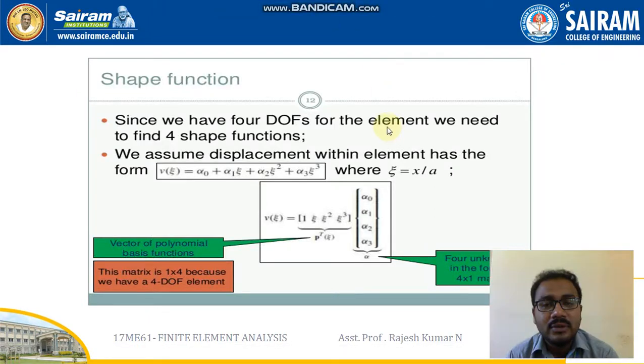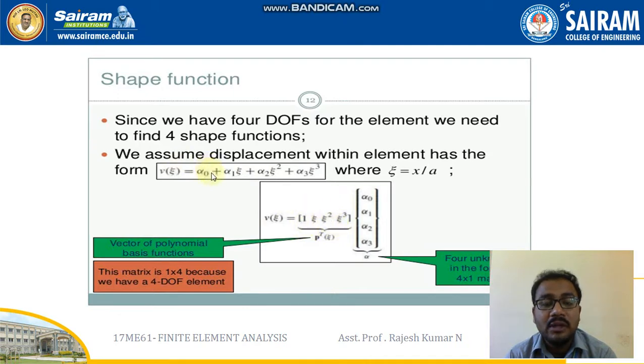Hello everyone, this video is the continuation of the beams video 1. In the last video we just discussed the shape function equation, where from the previous polynomial equation, v of zeta is equal to alpha naught plus alpha 1 zeta plus alpha 2 zeta square plus alpha 3 zeta cube, I'll be writing it in matrix form.